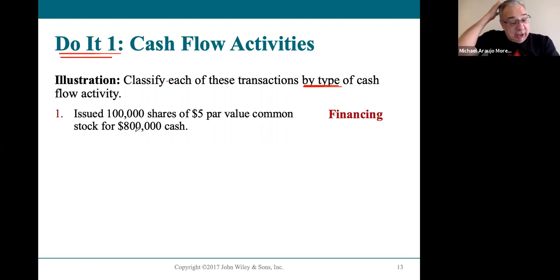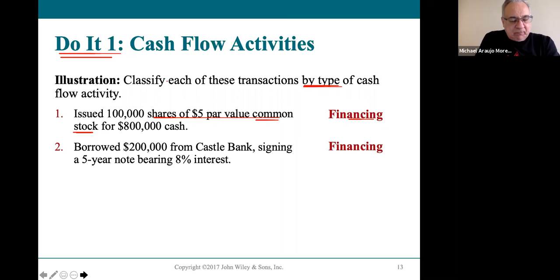So again, look for the hints. This is issued shares of stock. So again, when you issue shares of stock, that's stockholders' equity. Stockholders' equity is going to be a financing. If it affects the stockholders' equity account, it's going to be a financing activity. Okay, so that's your key. Know what part of the balance sheet. In this case, we're in stockholders' equity. It's going to be financing.